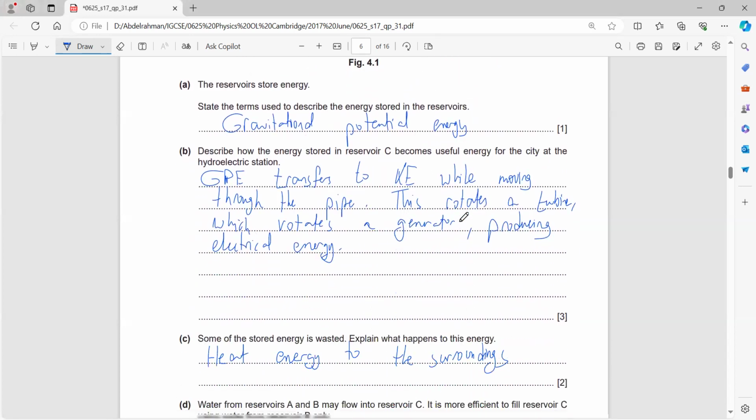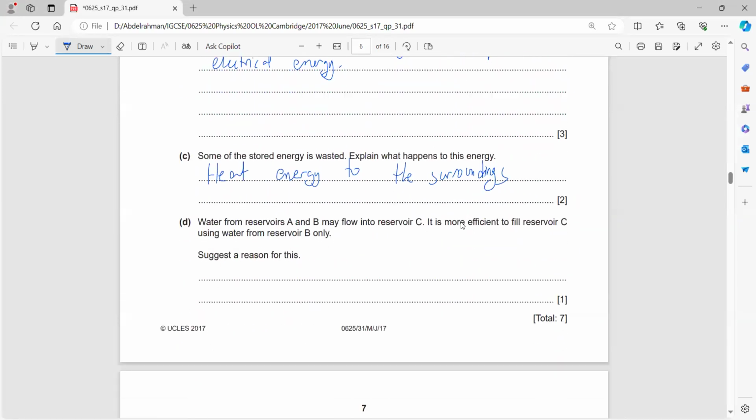So definitely, because A requires a pump, but B wouldn't require this pump. B would flow naturally into C.